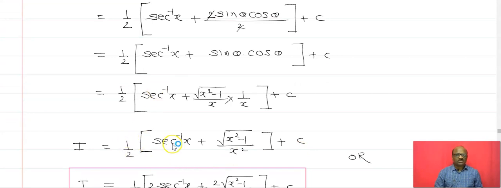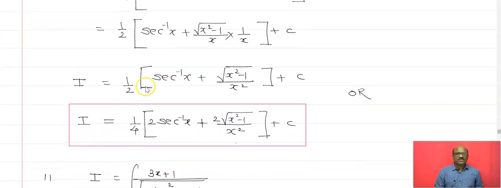What about next? 1/2 (sec⁻¹ x + √(x² − 1)/x × 1/x). Then x into x will become x², and therefore the final answer is 1/2 (sec⁻¹ x + √(x² − 1)/x²) + c. Or you can write this also: take 1/4 as common, then you get 1/4 (2 sec⁻¹ x + 2√(x² − 1)/x²) + c.